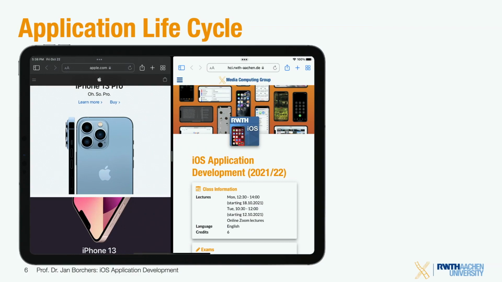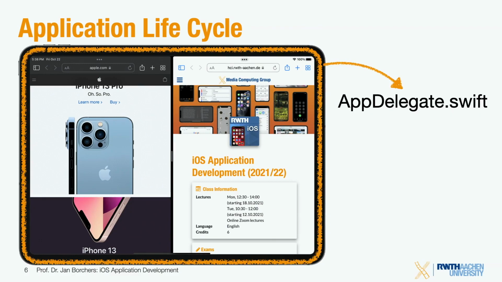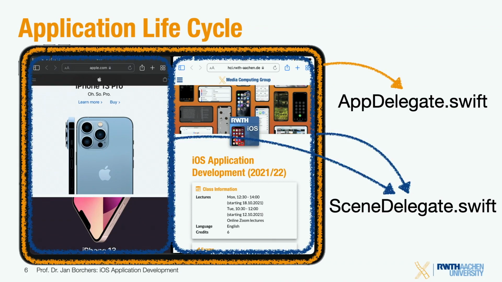And if you do that, then you will end up with 2 delegate classes. We'll talk about what delegates are as a design pattern in a moment. But for now, there's an app delegate, which has always been there ever since UIKit existed. And that's the one that is responsible for the whole application. And then there is a scene delegate, which is responsible for these individual instances of your app running.